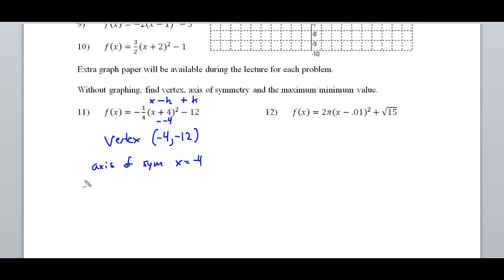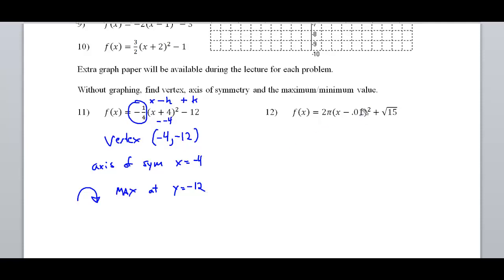Now since my a value is negative here, this is going to be opening downwards, so this means I'm going to have a maximum at my y value of -12, which is another way of saying f of x is equal to -12 at that maximum.